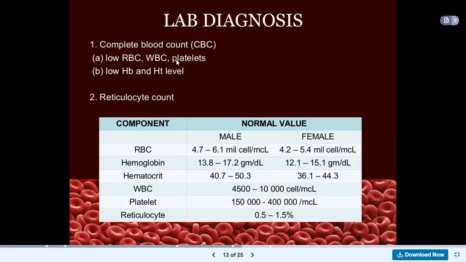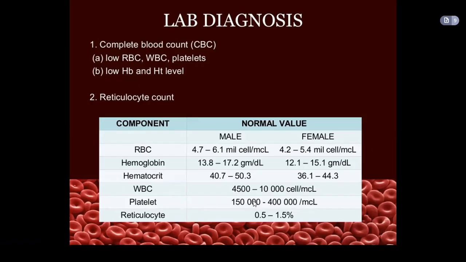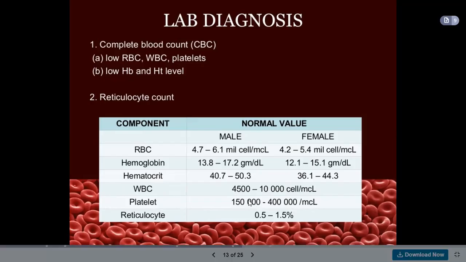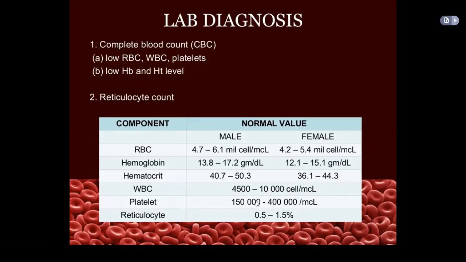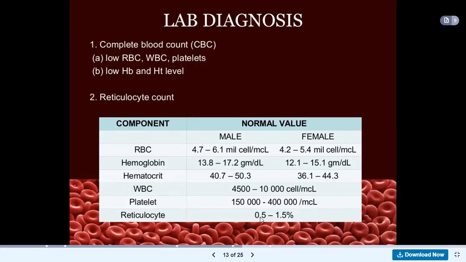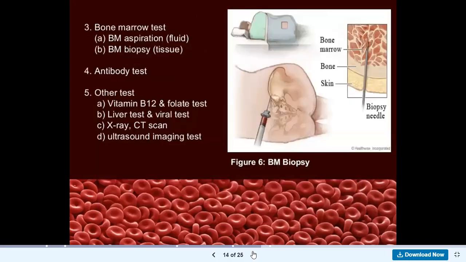You have very low, and even platelets will be lower than 150,000. So you could have platelets of maybe 60,000 or 70,000, far lower than the normal value. And then for reticulocytes, it will be lower than 0.5 in aplastic anemia. So everything will be low in aplastic anemia.